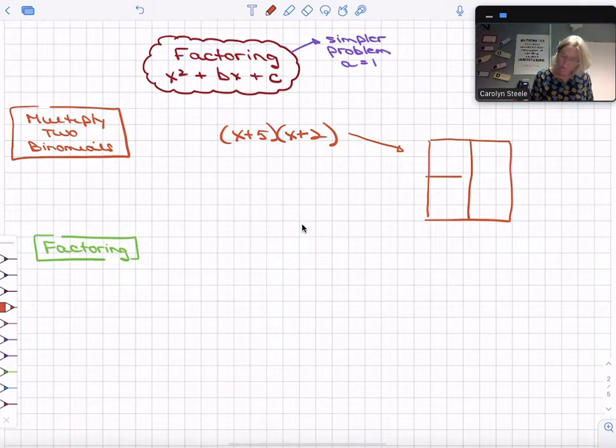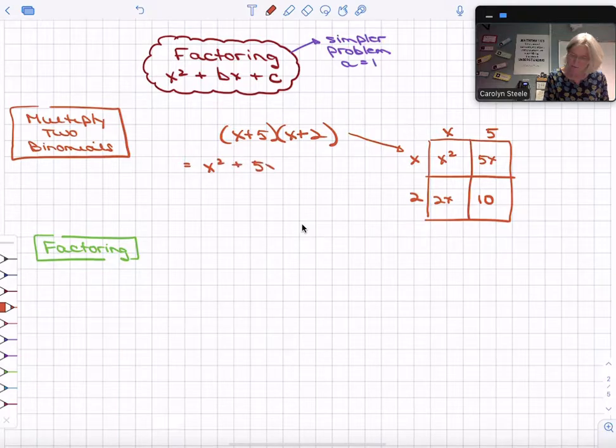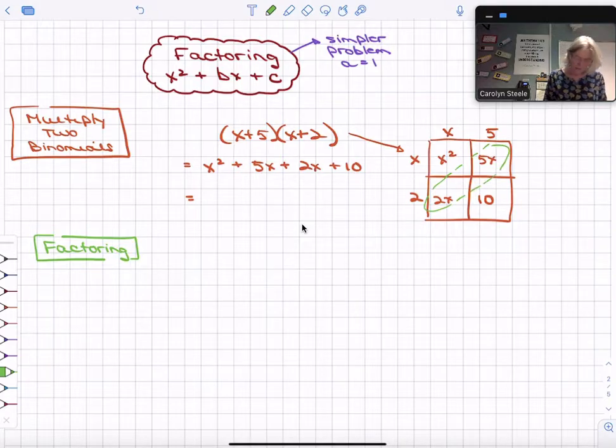For my area model, one side is x plus 5, and the other is x plus 2. I'm going to fill in my squares: x squared, 5x, 2x, and 10. Let's collect now those terms. If you did the double distributive property, you'd also get x squared plus 5x plus 2x plus 10. Finally, simplify by combining those like terms. Notice they're coming up here on the diagonal. Let's combine those like terms: x squared plus 7x plus 10.